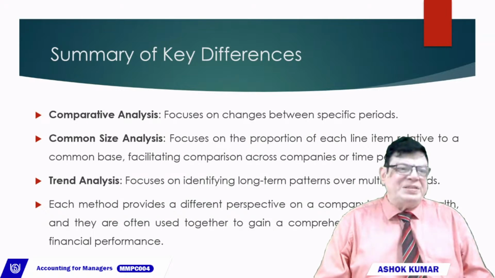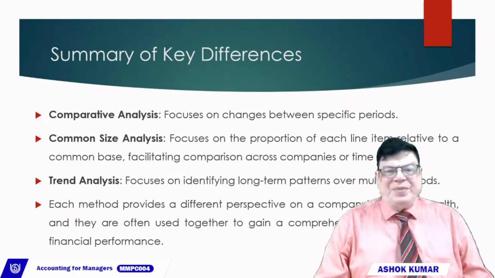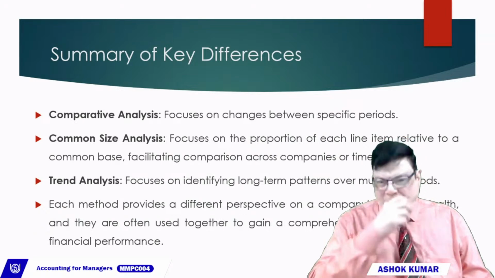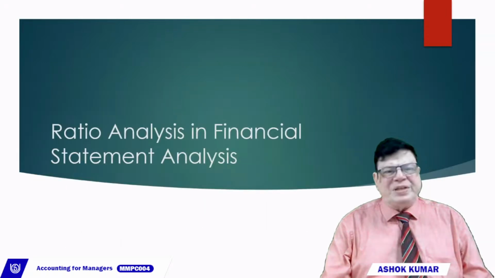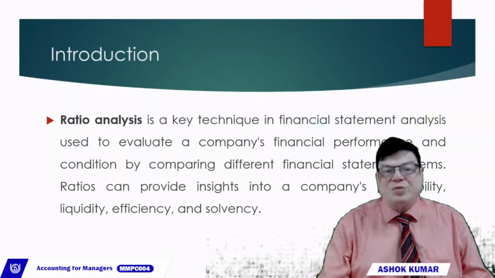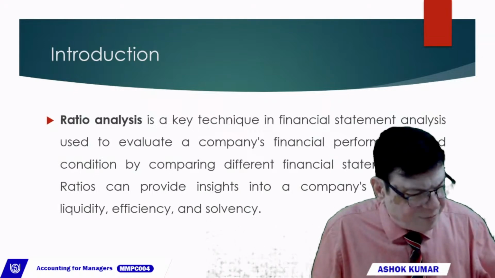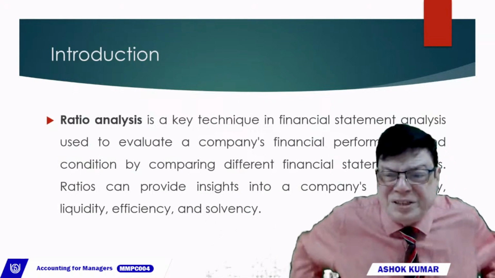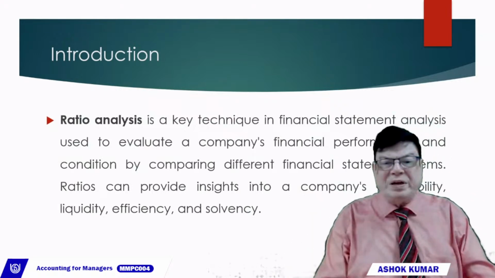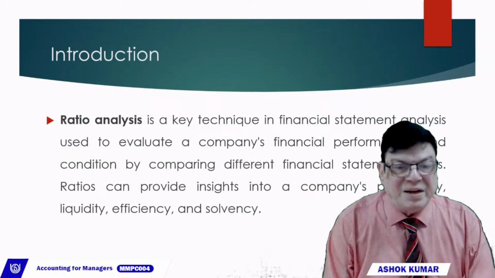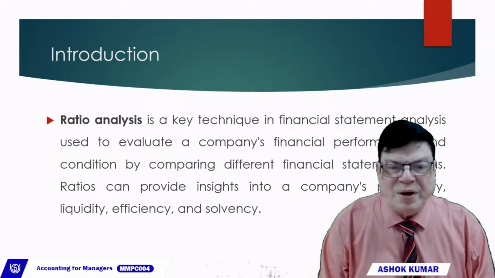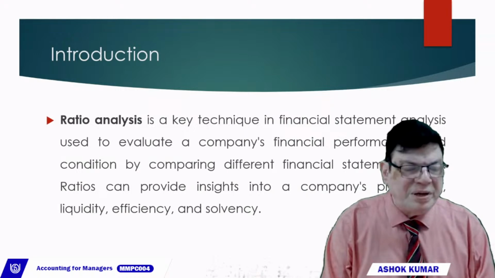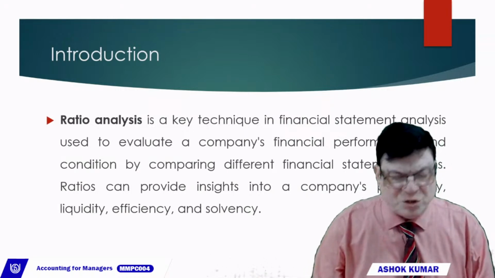So comparative analysis, common size analysis, and trend analysis, you see, are used together to gain a comprehensive understanding of financial performance of the company. Then ratio analysis and financial statement analysis. Ratio analysis is a key technique in financial statement analysis used to evaluate a company's financial performance and condition by comparing different financial statement items. Ratios can provide insights into a company's profitability, liquidity, efficiency, and solvency.